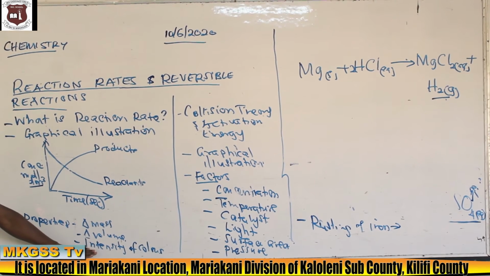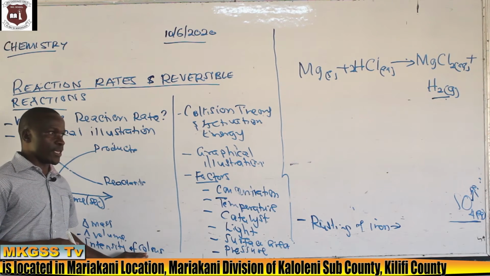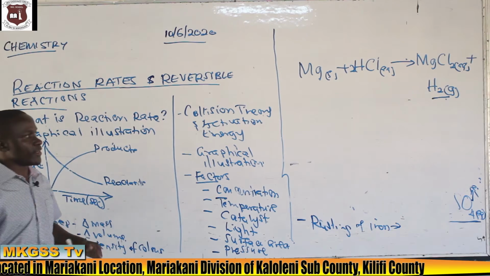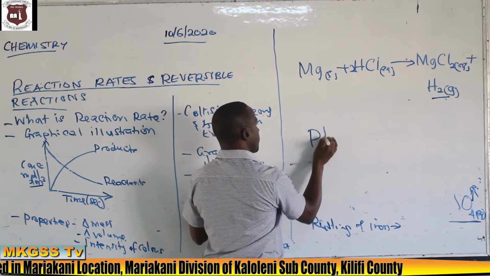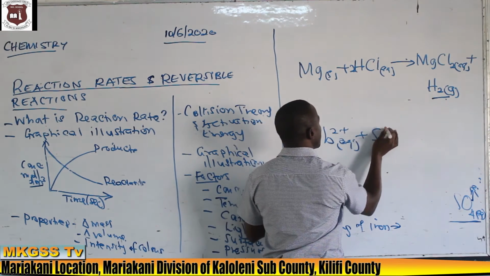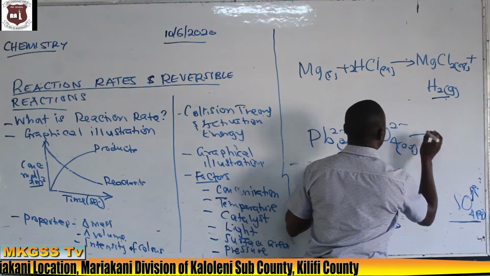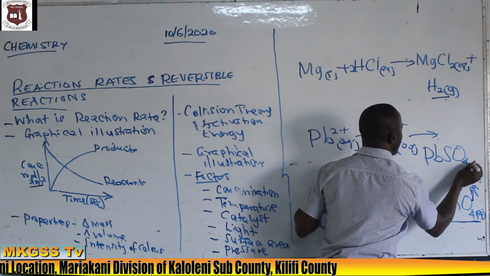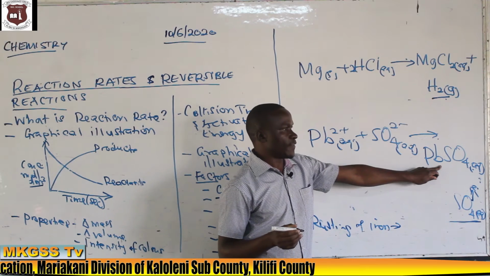Then the third one is intensity of the color. And this case is normally common where precipitation reactions occur. Just like we have said, when you react a solution containing lead 2 ions and a solution containing sulfate ions, you realize that as time progresses, there will be intensity in terms of change in the color.